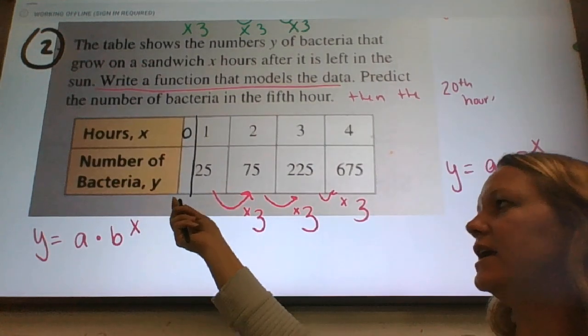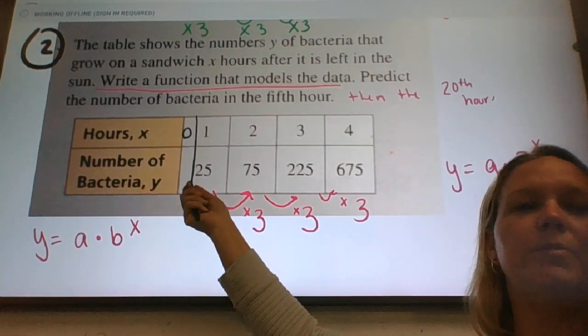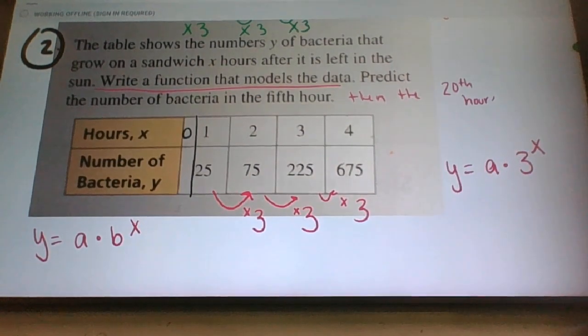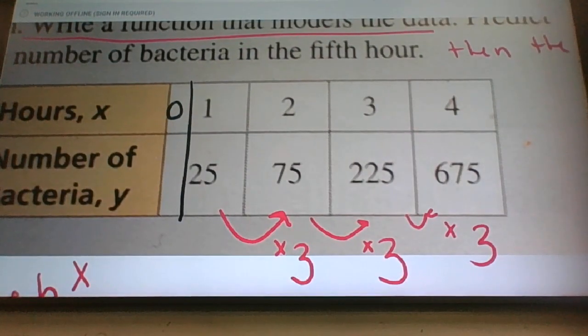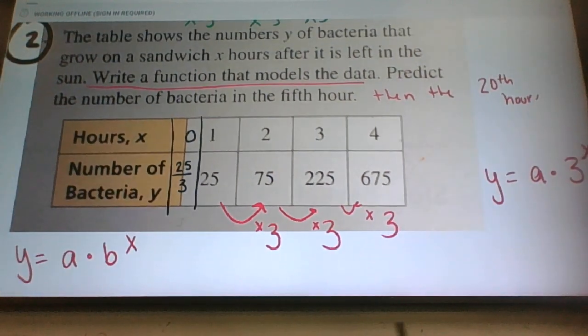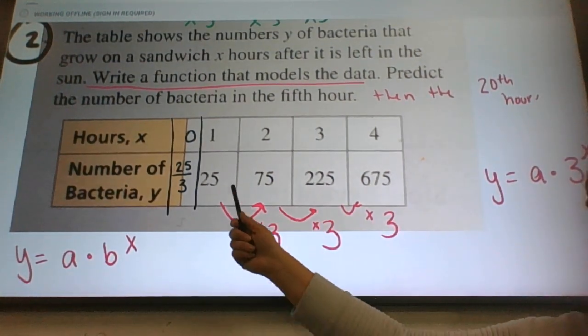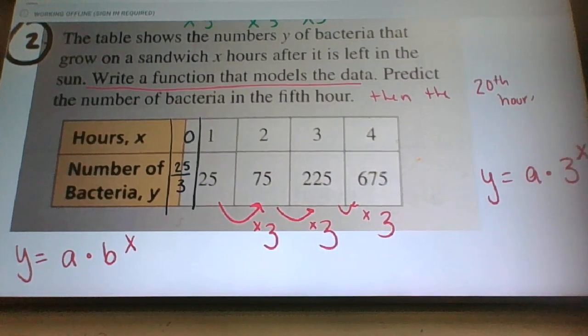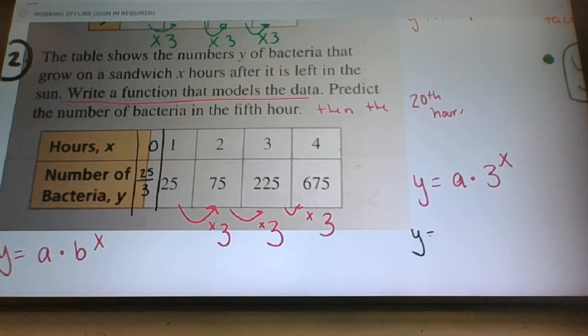Right. If you have to get here, you have to work backwards. The backwards of multiplication is division. Technically, it would be 25 over 3. Because if you think about it, 75 divided by 3 is 25. And then 25 divided by 3 would give you that one. So it would be y equals a crazy fraction, 25 over 3 times 3 to the x.